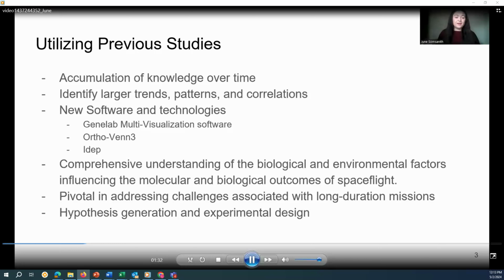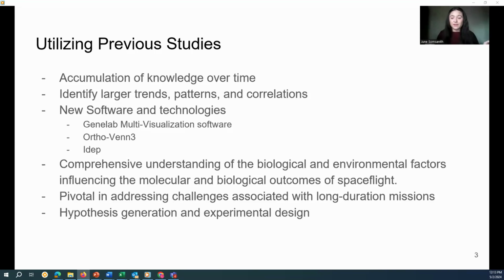When I was conducting this, I was looking for a comprehensive understanding of the biological and environmental factors influencing molecular and biological outcomes of radiation in spaceflight, and understanding how different organisms change biologically and morphologically. It's really pivotal in addressing the challenges associated with long duration missions, understanding how to grow crops on the moon, that sort of thing. It's also really great at generating hypotheses and experimental design with a novel approach.